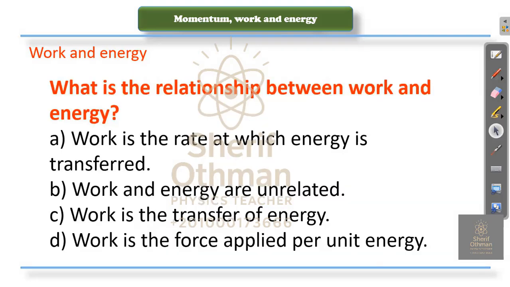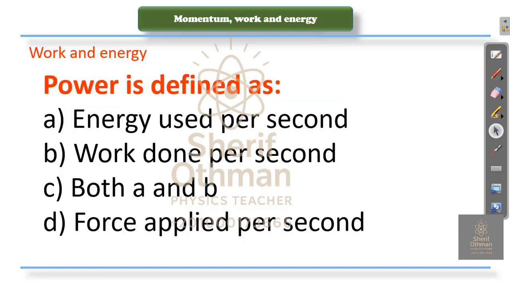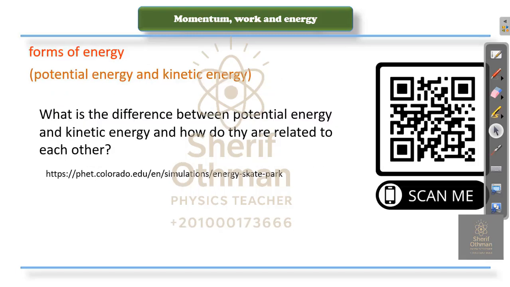What is the relationship between work and energy, guys? Work is the transfer of energy. Power is defined as energy used per second. Forms of energy, guys: we have many different forms of energy, like electrical energy, thermal energy, sound energy, light energy, potential energy, and kinetic energy.